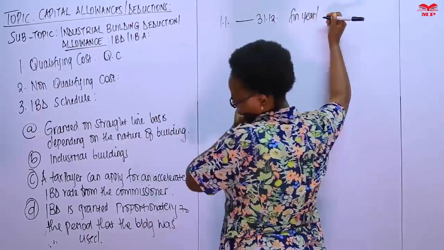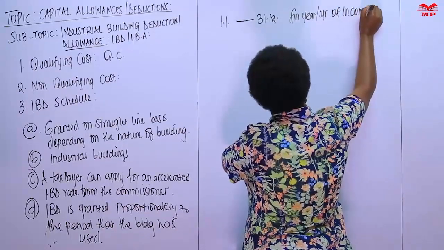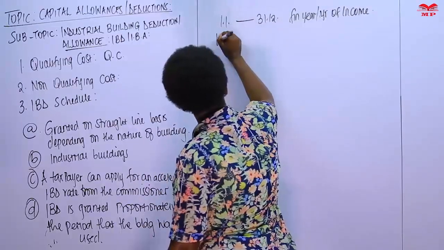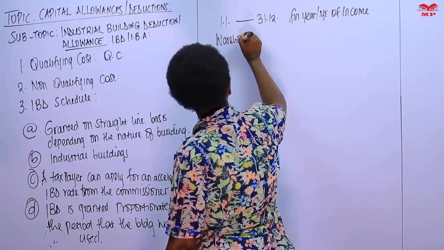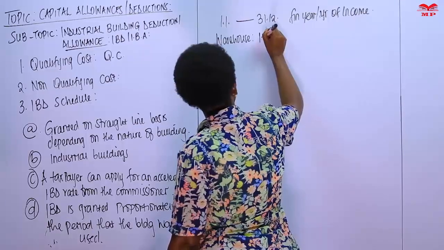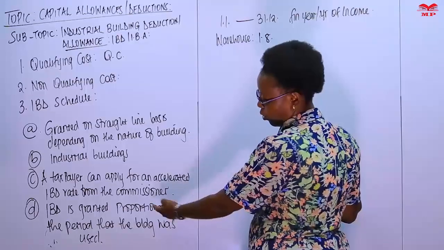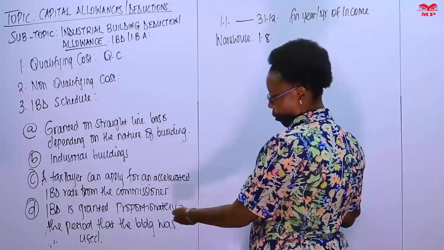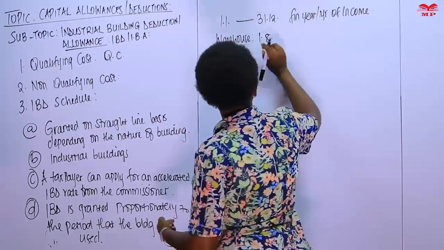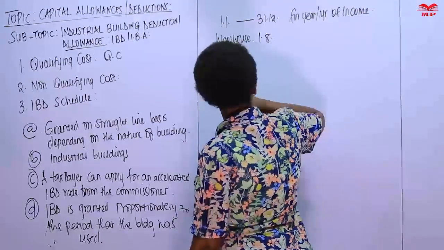and you've already applied for this to be your year of income, and you've been allowed by the commissioner, then let's say you constructed a warehouse somewhere in between the year. Let's say you used it from 1st of August. Then, using this clause that you're granting IBD proportionately to the period that the building was used. So let's assume this building was started on 1st of August. That's when you started using it.